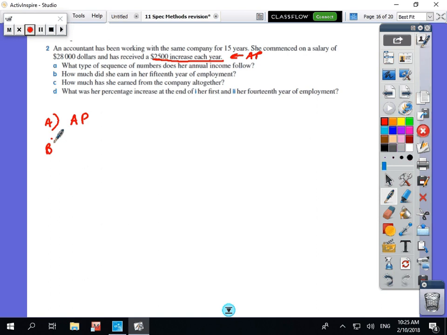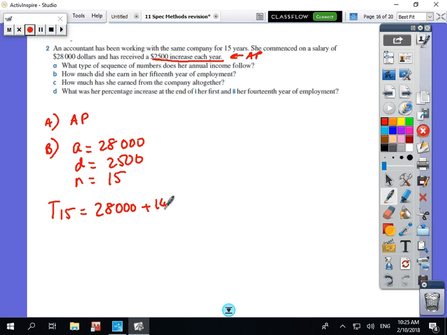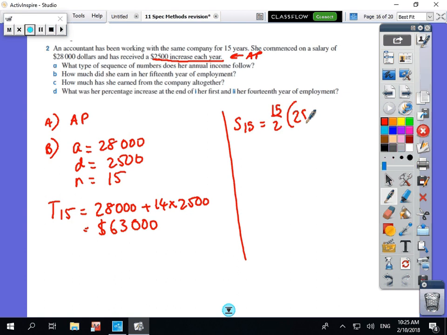Okay, you're back. So the first part is it's an AP because it's a constant increase. So A equals 28,000, D equals 2,500, and in the 15th, n equals 15. So T15 equals A plus 14 differences. So 28,000 plus 14 times 2,500. So she gets $63,000. Okay, part C, how much has she earned altogether? Well, we'll do S15 equals n on 2. First was 28,000. Her last was 63,000. So 7.5 times bracket 28,000 plus 63,000. So I've got 682,500. So that's part C.